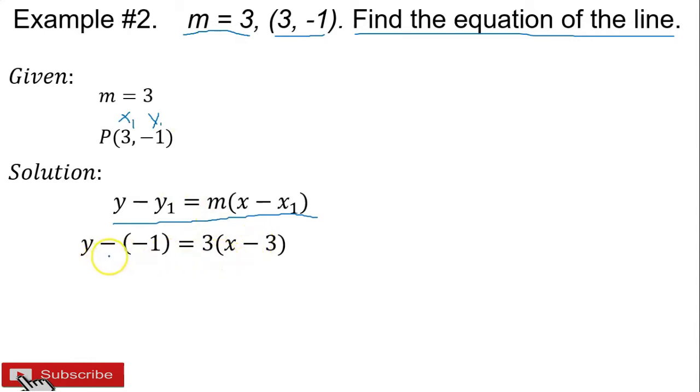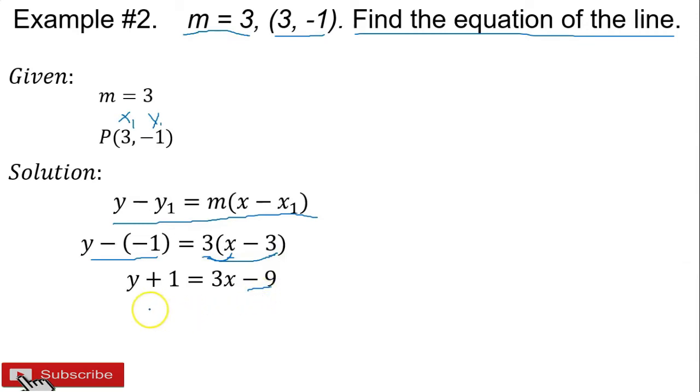So we have y minus, ang y sub 1 natin is negative 1, is equal to, ang m natin is positive 3, times the quantity, just copy x, minus, ang x sub 1 natin ay 3. So i-simplify natin ito. y minus negative 1, that is equal to y plus 1. Plus 1 yan kasi negative times negative 1, that is equal to positive 1. Is equal to 3 times x, that is equal to 3x. Distribute nyo lang. And then 3 times negative 3, that is equal to negative 9.